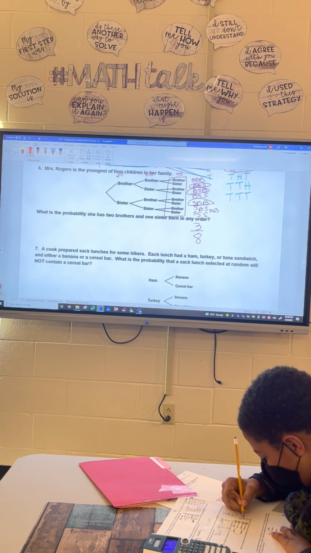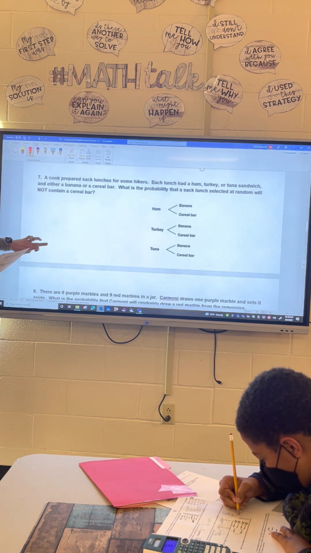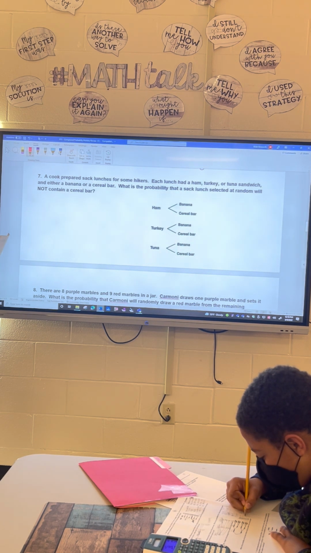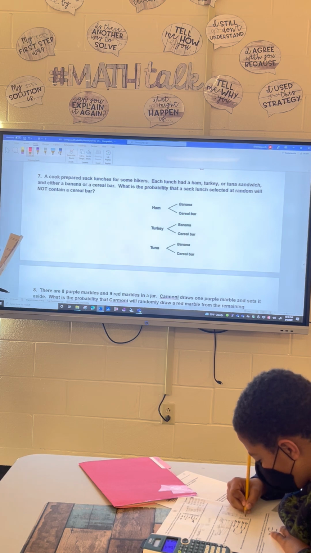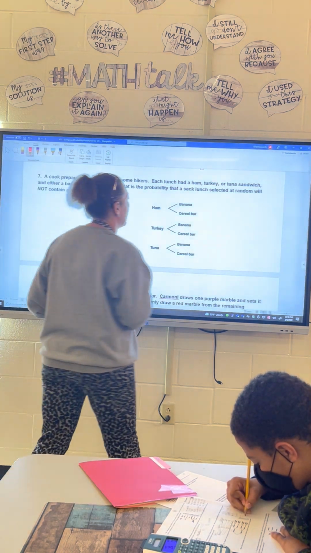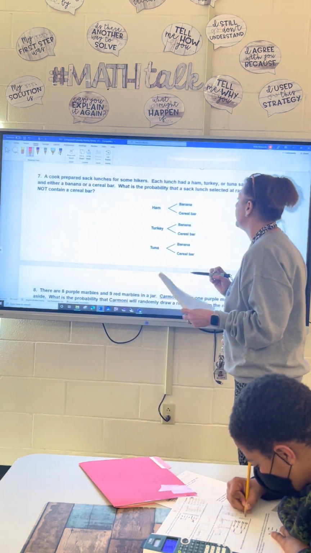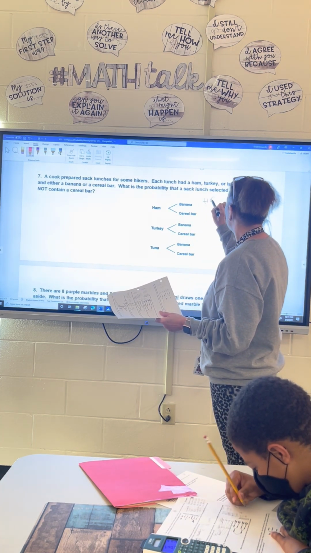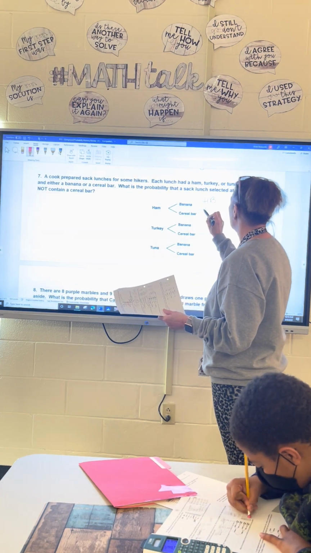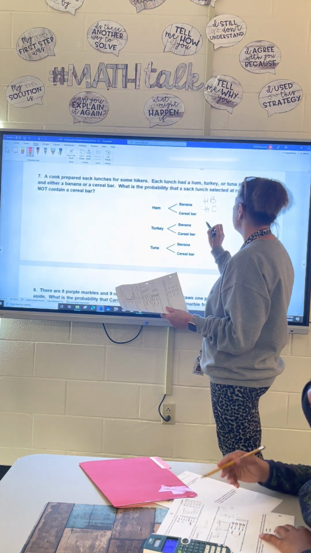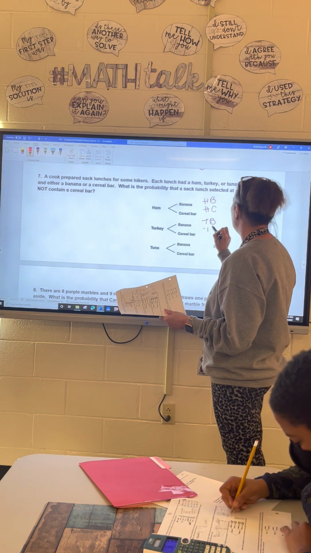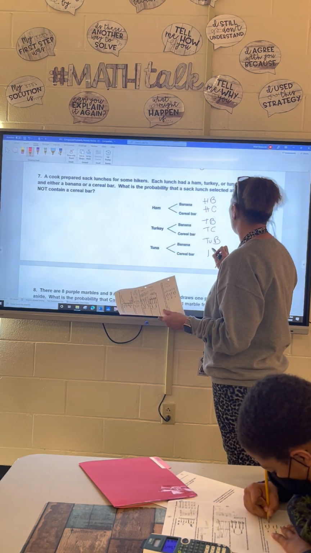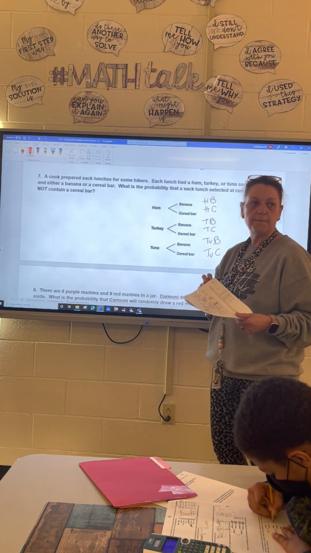Number 7. A cook prepared sack lunches for some hikers. He had a ham, turkey, or tuna sandwich and either a banana or a cereal bar. What is the probability that a sack selected at random will not contain a cereal bar? Well, let's do our combinations first. Ham, banana. This one's easy. Ham, cereal bar. Turkey, banana. Turkey, cereal bar. Tuna, banana. Tuna, cereal bar. There's our combinations.